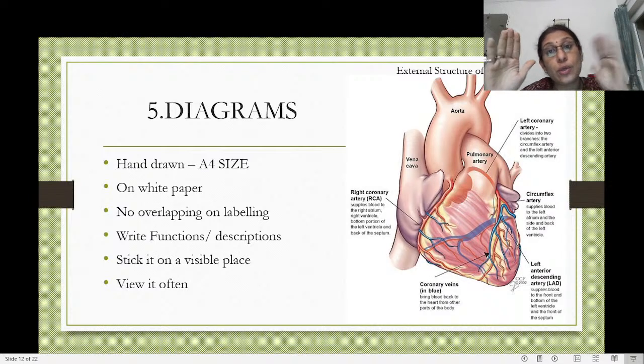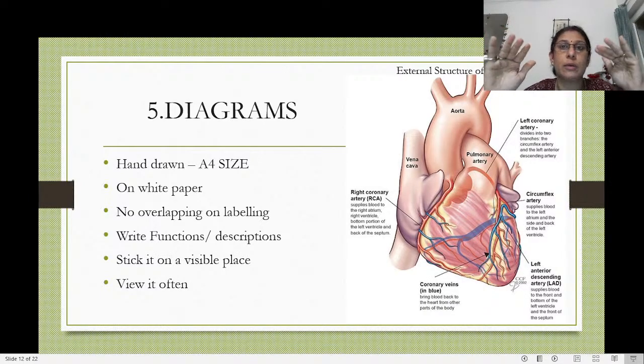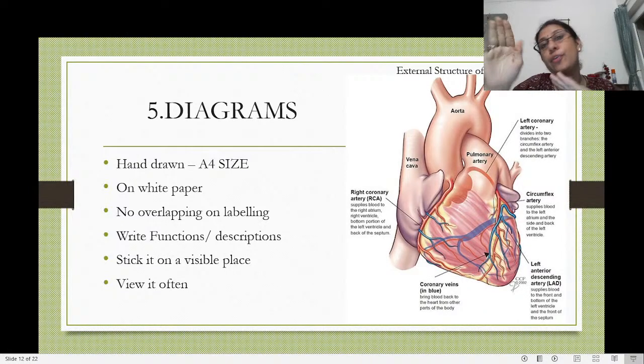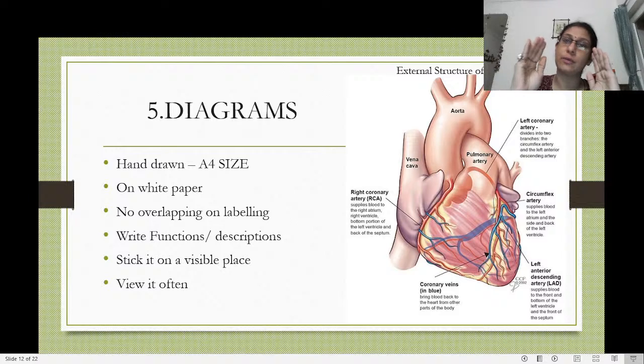So do it on a white paper, not on a dark background, because we are not looking at creativity here, but at something which is very easy to see. Draw it on a white paper, label the parts, do not overlap the labels, and with the labels write a small description about it. Now drawing these diagrams is not for your exams. During the exams, we can always draw a simpler version of the diagram, label just the parts required, and write about what has been asked in the question.